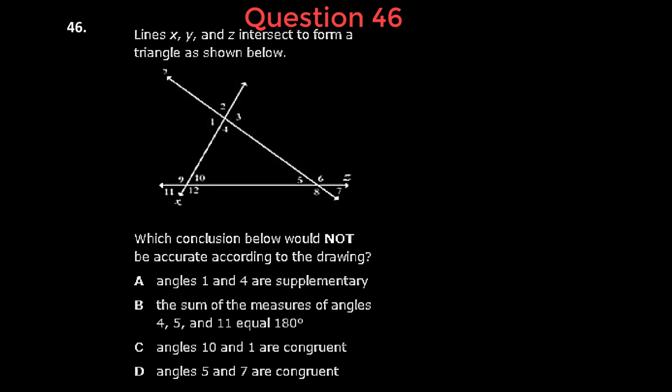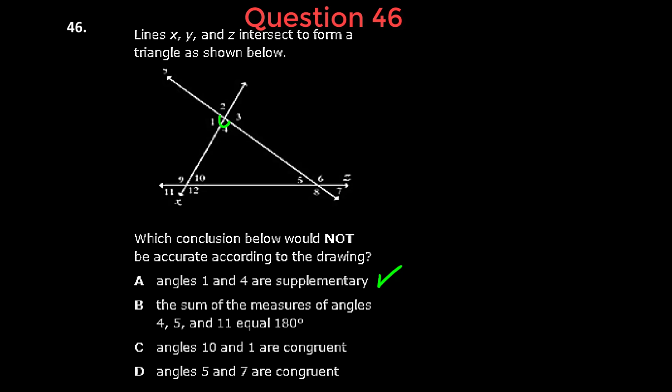Question number 46. Which of the following is false according to the figure? Let's look at A. Angles 1 and 4 are supplementary. If you look at angle 1 and 4, they add up to 180 degrees. They are a linear pair and they are indeed supplementary, and it is true.